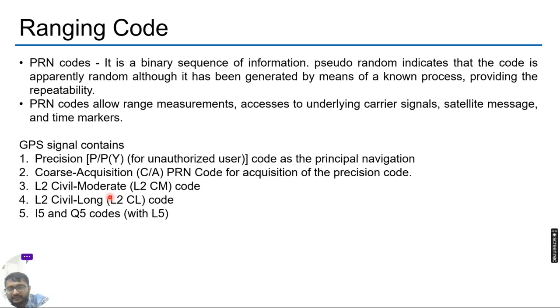Various kinds of ranging codes are available. There is the PY code, which is for authorized users, or code for principal navigation purposes. Then we have the coarse acquisition C/A PRN code, which is very general for all applications. Then we have L2CM, which is L2 civil, for L2 carrier waves, for civil purposes and moderate frequency. And then we also have L2 civil long code, and I5 and Q5, which were introduced in recent years along with the L5 carrier waves.